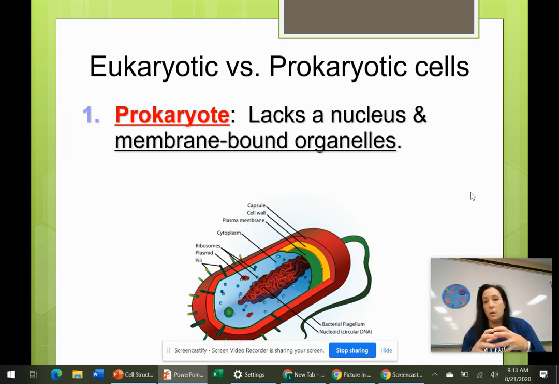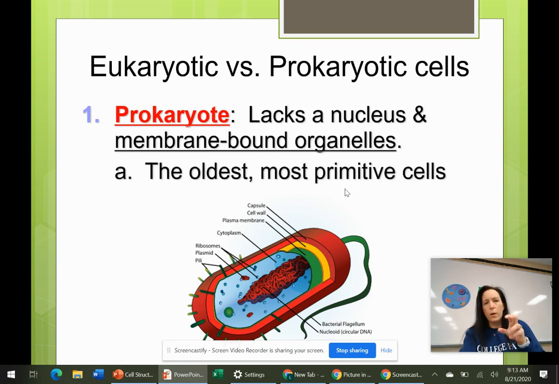So what that means is prokaryotes do not have a nucleus, and prokaryotes do not have membrane-bound organelles, but they're still cells. So they still replicate, they still reproduce, they still carry out basic functions. So they still have organelles, so to speak, but they're not bound by membranes. They're not separated specifically. So prokaryotes are the oldest, most primitive cells, and they're always more simple than eukaryotic cells.